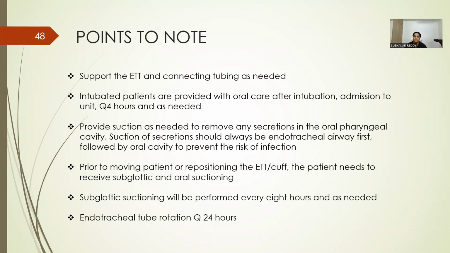Points to note: support the endotracheal tube and connecting tubing as needed; this should not be dragging down. Intubated patients should receive oral care after intubation, on admission to your ICU, and 4th hourly and as required. Provide suctioning. How should the suctioning be done? First, always do endotracheal tube suctioning, then do subglottic and oral suction. So the endotracheal tube suction should be done first, and only then subglottic and oropharyngeal suction.